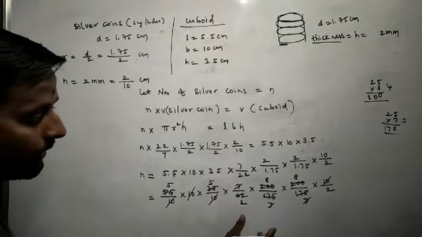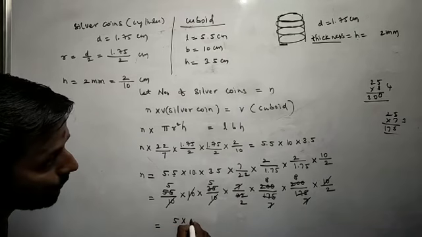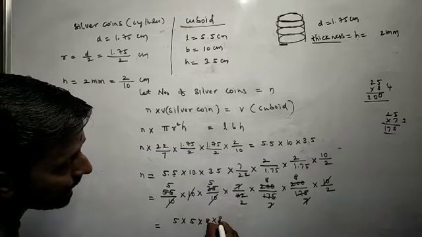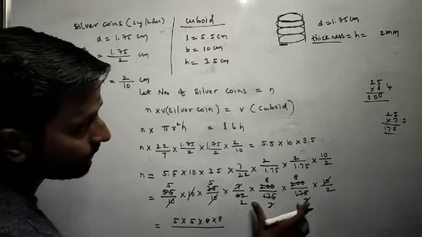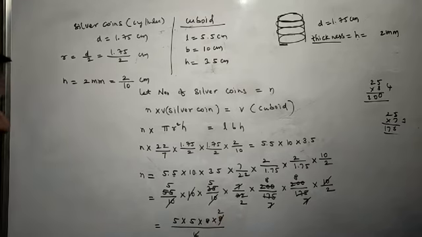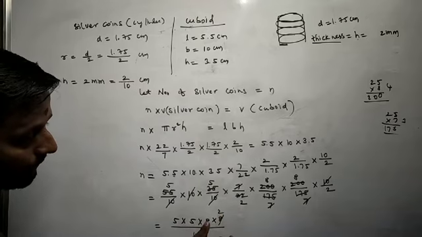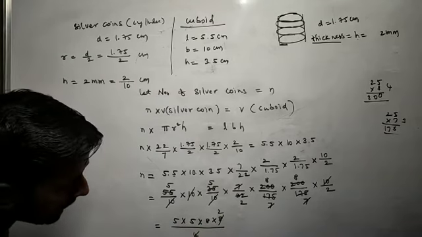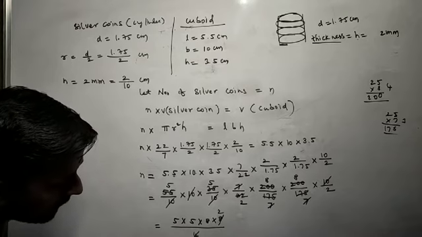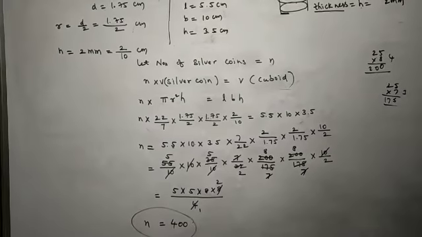Anything else? We'll write all together because it's getting clumsy. So 5 into 5 into 8 into 8 by 2 2s are 4, 1 2s are 2. Simple for multiplication. 10, 5 2s are 10, 50, 8s are 400. So n value is 400. So the number of silver coins is 400.